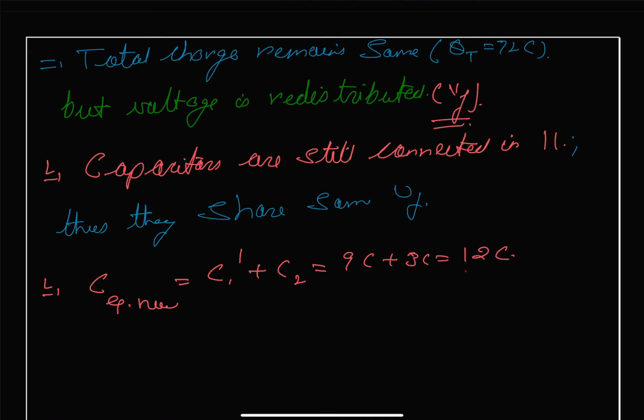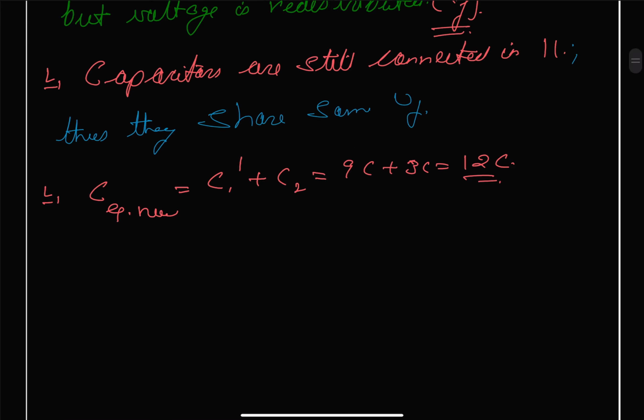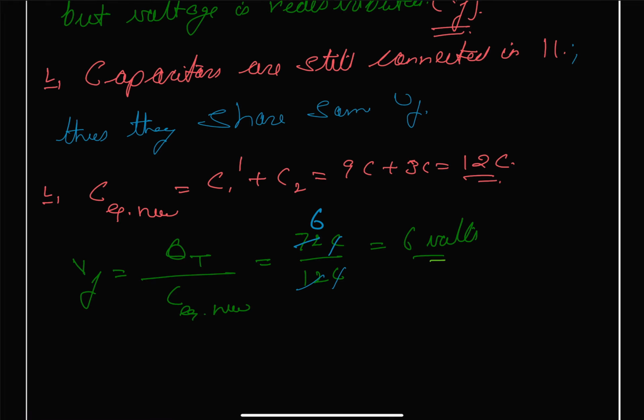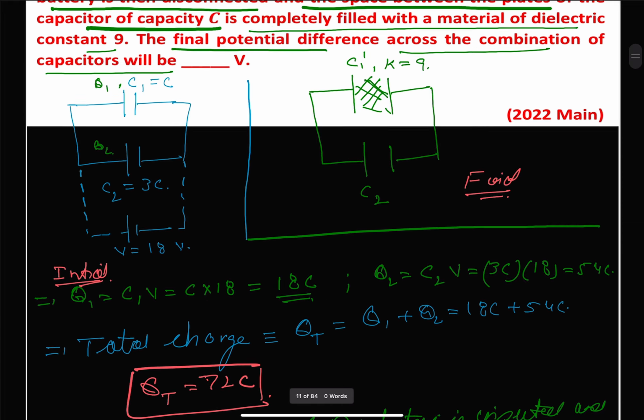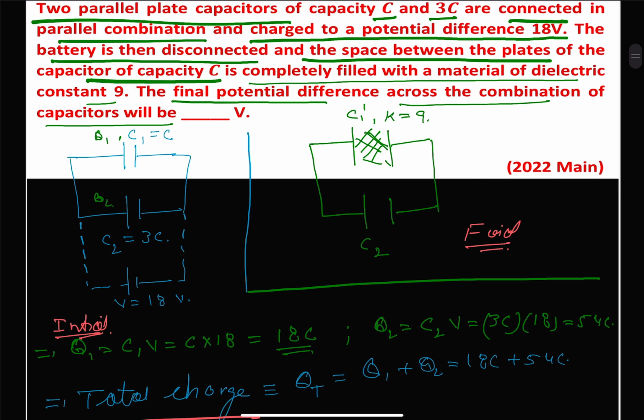So we can find out our final voltage Vf will be equal to, the charge will be the same, that is QT, divided by C equivalent new. This comes as 72C divided by 12C, which gives us C cancels with C and 72 divided by 12 gives 6 volts. So the potential difference of the combination will be 6 volts.